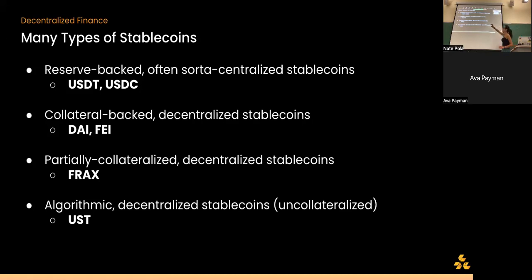Collateral-backed decentralized stablecoins are a little bit better. You're using crypto to collateralize them. So if I want to go and get 3 DAI, for example, I will have to lock up a little bit more than 3 DAI's worth of different cryptos, like ETH, Bitcoin, for example. And then they will give me 3 DAI.